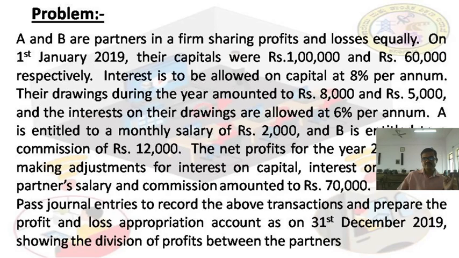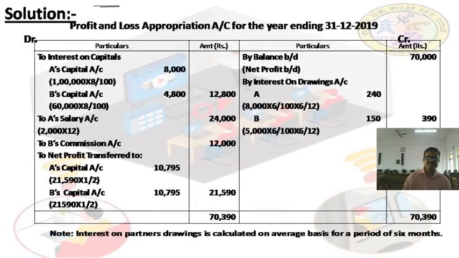The next information they have given is interest on drawing at the rate of 6% per annum. And the next, A's monthly salary is given as 2,000 and B's commission per annum is given as 12,000. Before making all these adjustments, they have also given the profit earned by the firm, which is 70,000. And they ask us to prepare the profit and loss appropriation account and pass the journal entries.